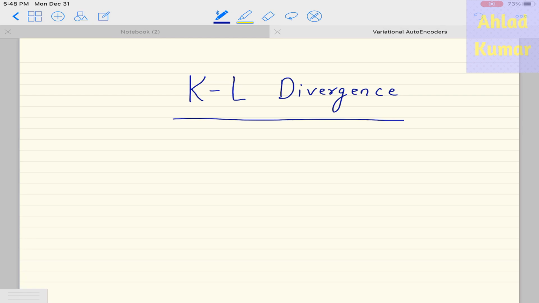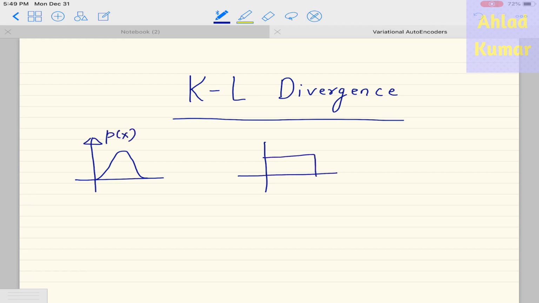So what is this KL divergence? The KL divergence is basically used to measure how one probability distribution is different from another probability distribution. For example, if you have a probability distribution which is something like a Gaussian and the other one which is something like a uniform one, it will measure how much different this probability distribution Px is from that of Qx. By seeing this you can see that these two distributions are completely different, so KL divergence should give a very high value for this.